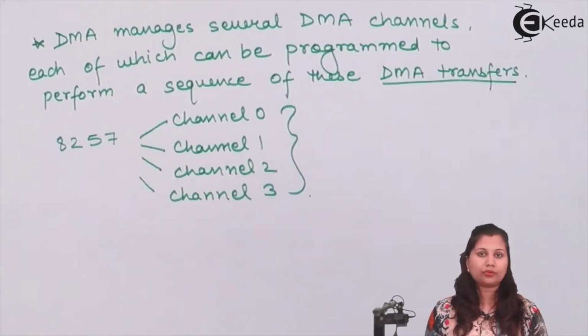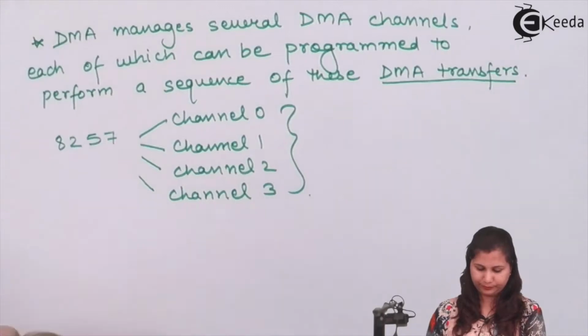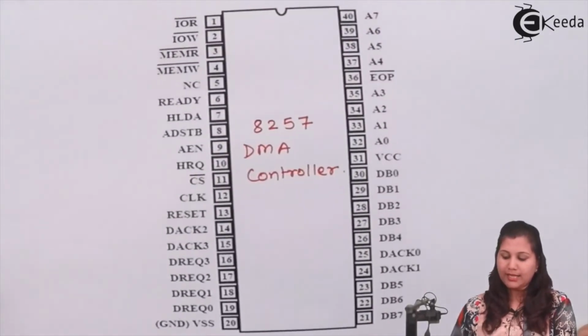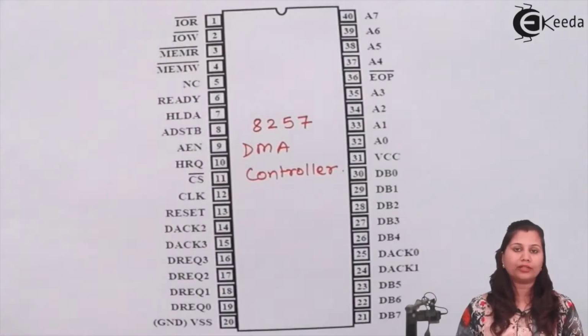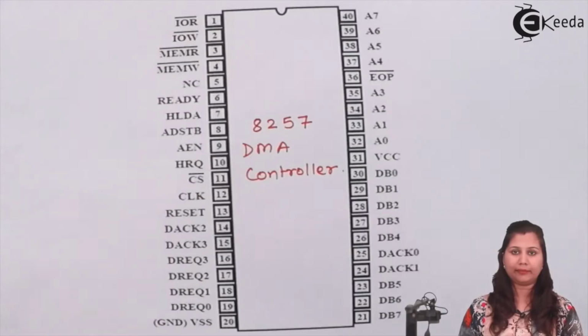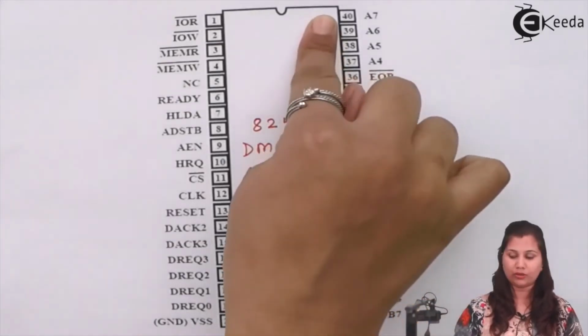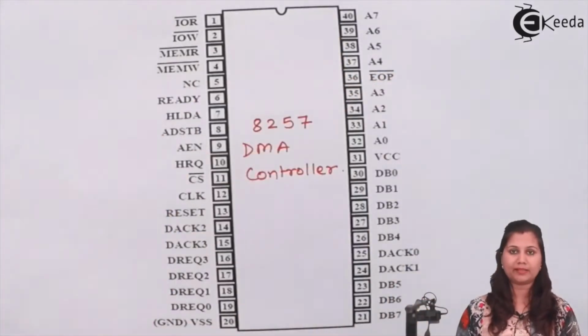Now let's come to the pin diagram of the DMA controller. This is the pin diagram of the 8257 DMA controller. You can see that the DMA controller is a 40 pin IC. Here you can see the pins are numbered from 1 to 40. All the pins with their pin names are given in this diagram.